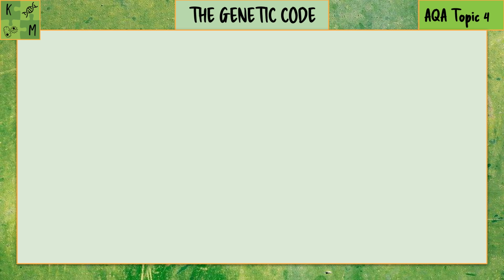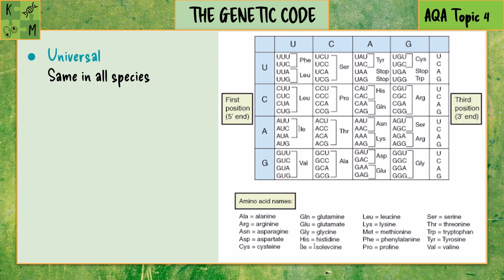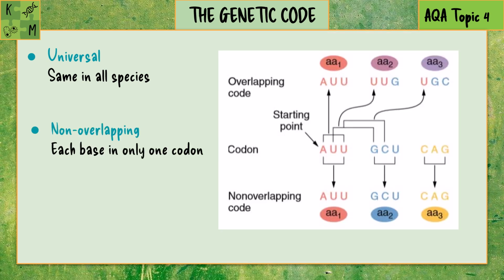There are 3 key features of the genetic code that you need to know. Firstly, it's universal. This means that the same codons code for the same amino acids in all species. Secondly, the code is non-overlapping, so as the sequence is read in codons of 3 bases, each base only features within one codon, then the next 3 bases are read.